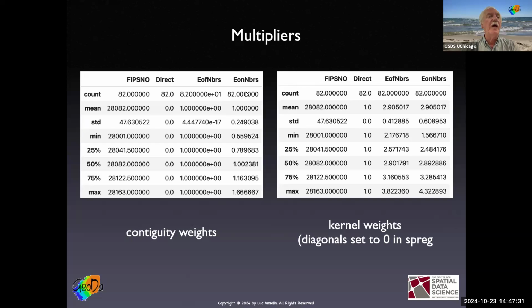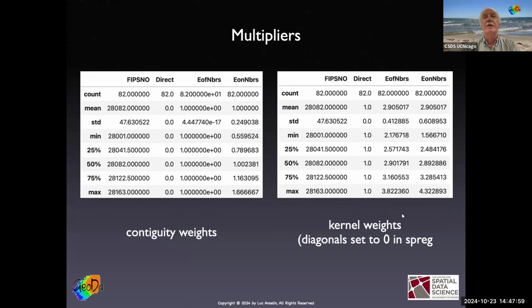But the effect on the neighbors is not the same everywhere. There's quite a bit of variability. In fact, it goes from 0.55 or 0.56 basically to a maximum of 1.67. So there's quite a difference. Where does that difference come from? It comes from the weight structure. Okay. And specifically, the column sums of the weights.